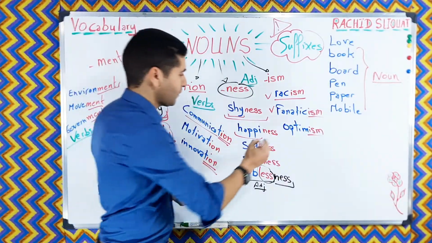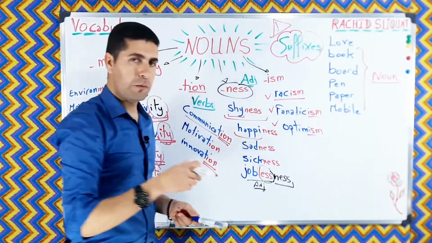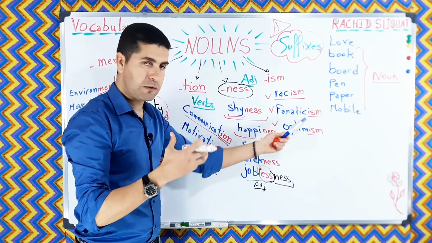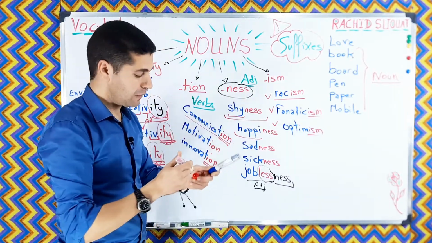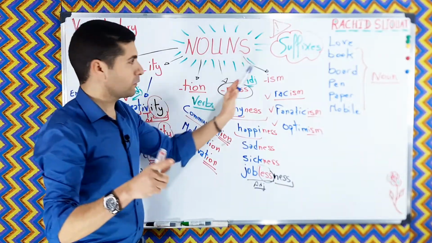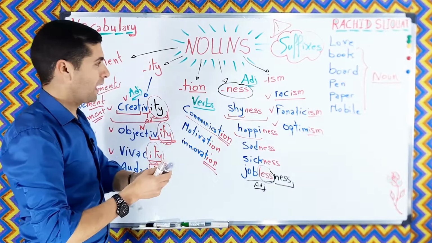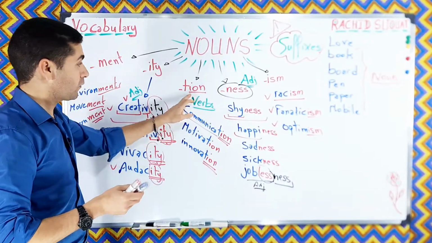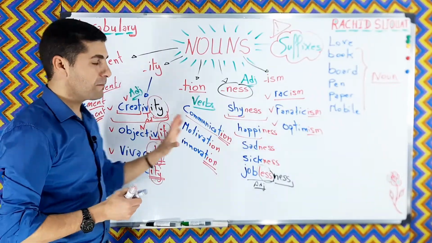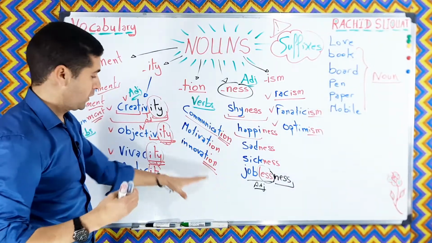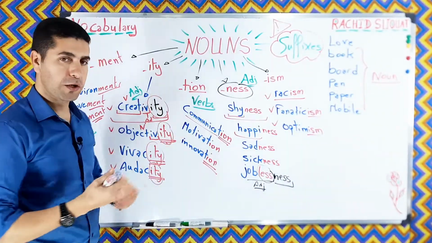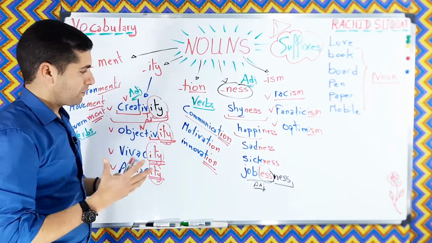So these are examples of nouns with ism. Every word that has ism at the end like this is a noun, right? These are only examples of nouns and of suffixes to make nouns, like ism, like ness, like shun, or ity, or ment, okay? So it is up to you to add more words to this list to learn more vocabulary, right? So this is it.